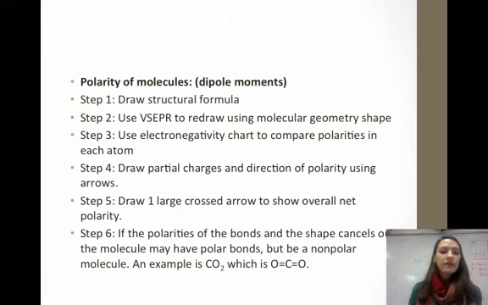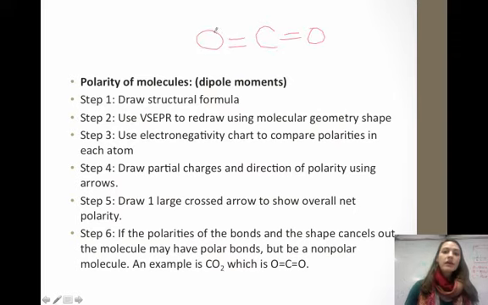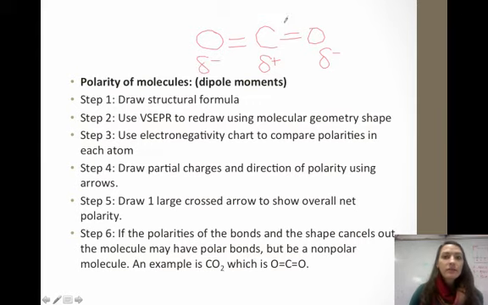For example, CO2 is going to cancel out. If you notice, you'll have my carbon and my oxygens, and carbon is in the center, so that's actually sigma plus. That's going to be more electropositive. My O is more electronegative, so I'm going to put my sigma minuses there. When I draw my little dipole arrows, I'm going to draw one along each bond, one towards this oxygen and a second one towards this oxygen.